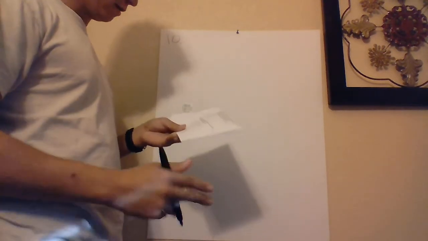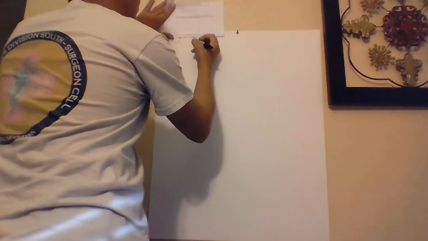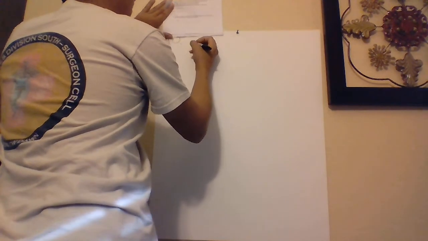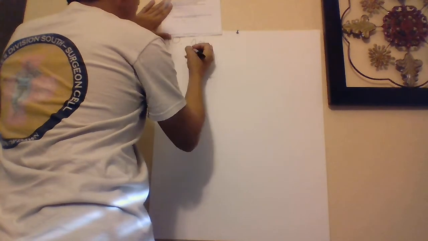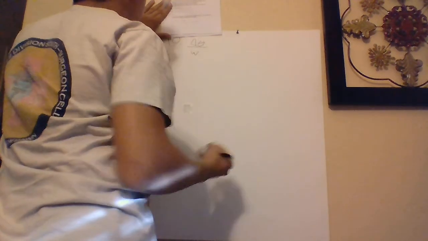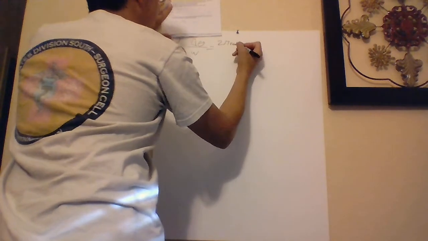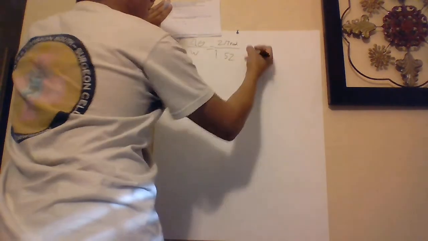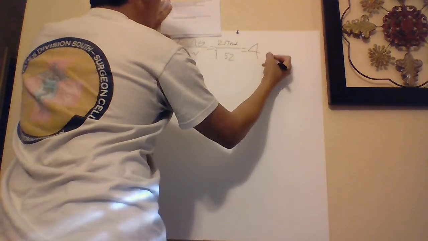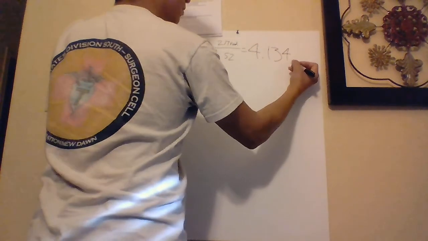I looked and found a very straightforward formula. It was the period T equals 2 pi radians, or the circumference, divided by the angular speed W. So 2 pi divided by 1.52 equals 4.134 seconds.